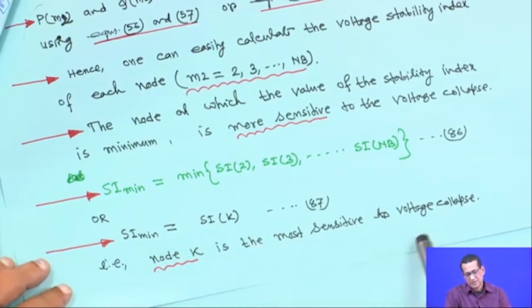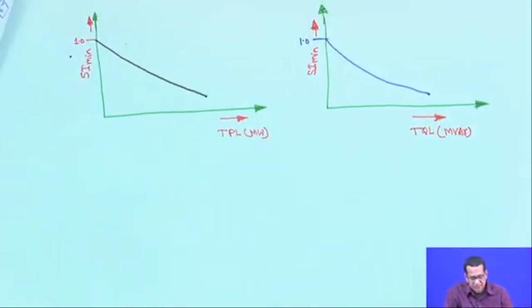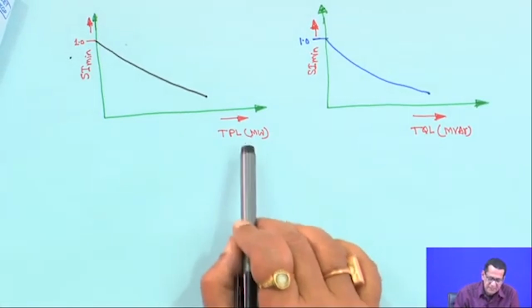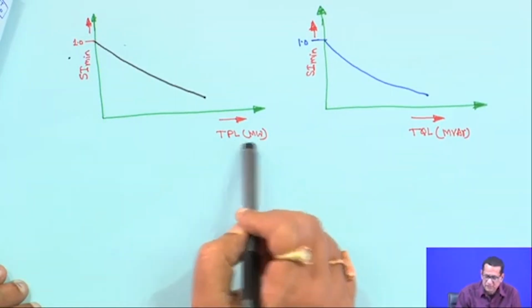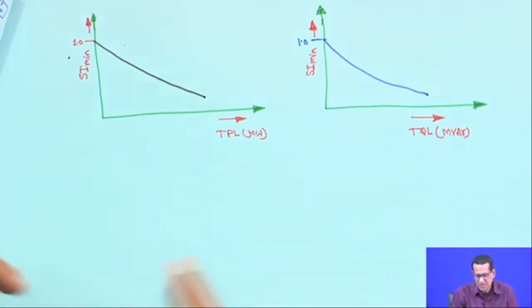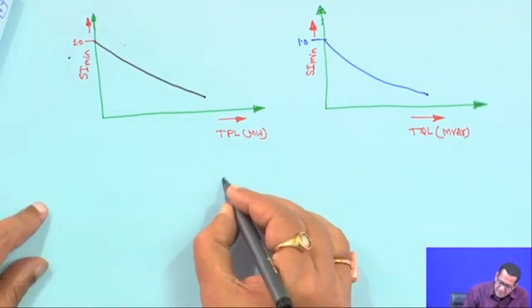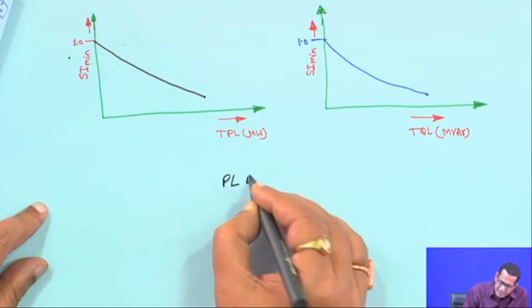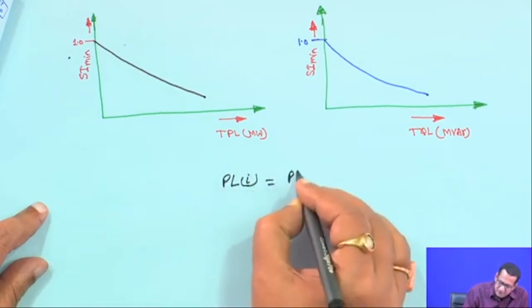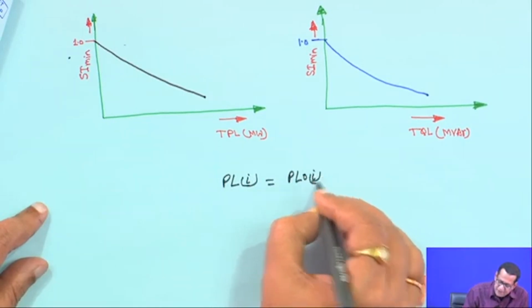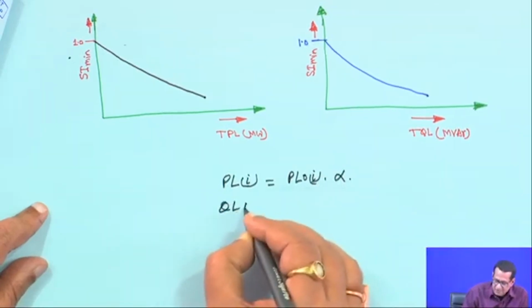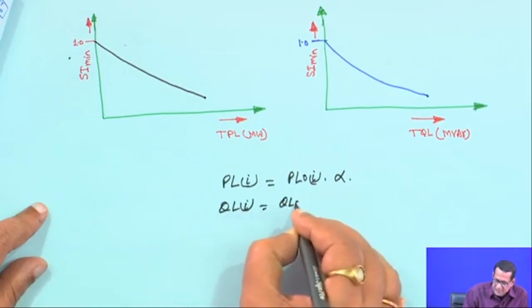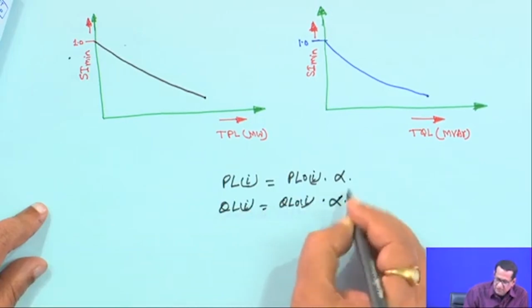That is why SI min is equal to SIK, where K is that kth node, and this SIK value is the minimum one, right. And for example, in a distribution system, suppose the total load is TPL and TQL. Suppose you have PLI equal to the nominal load, that means the initial load PLI, multiplied by some factor alpha. Similarly, QLI is equal to the initial load QLI into alpha.